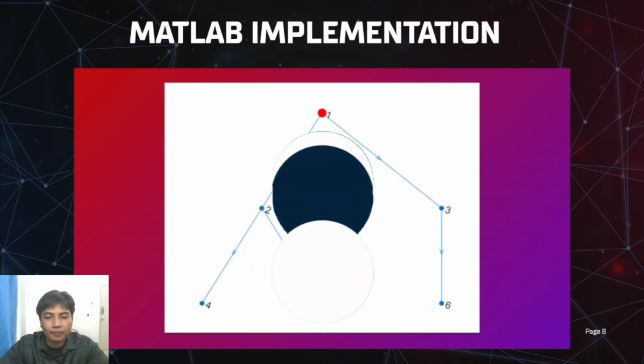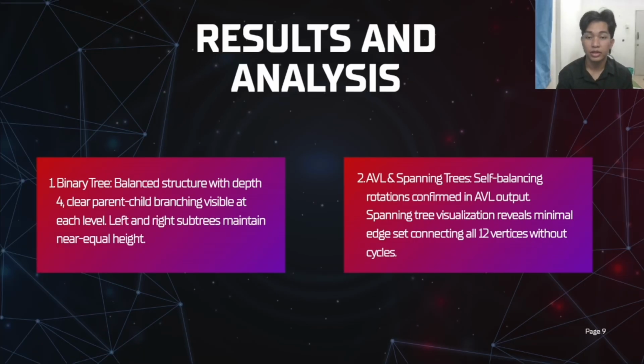input data. My name is Muhammad Aiman, and I will discuss the result and analysis of our tree structure implementation. For the binary tree, the output shows a balanced structure with a depth of 4 levels. The parent-child relationships are clearly visible, and both the left and right subtrees maintain a nearly equal height.